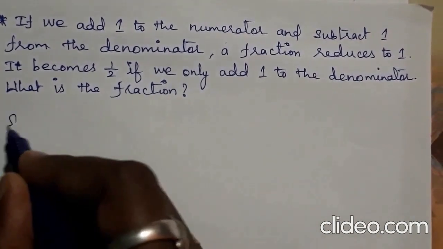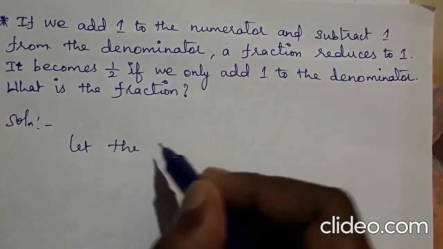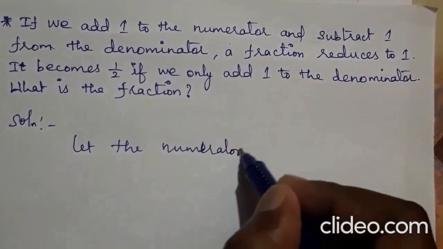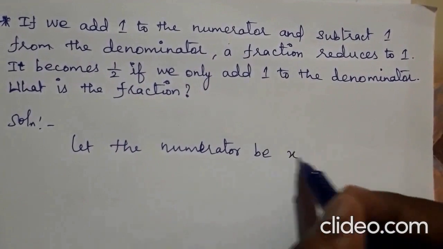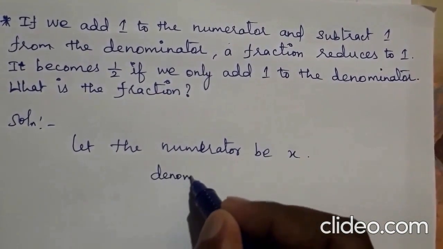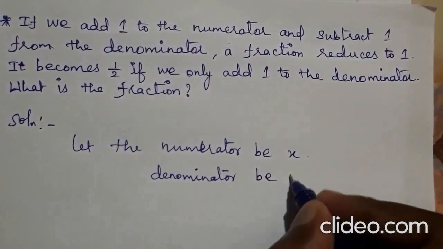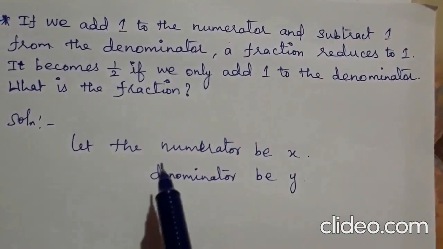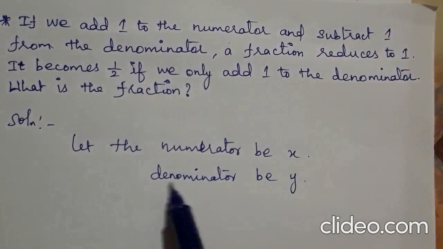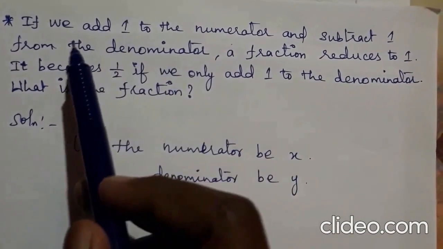So in that, let the numerator be x, then the denominator be y. We don't know the fraction, so we take the numerator as x and the denominator as y. Now we can look at the conditions.